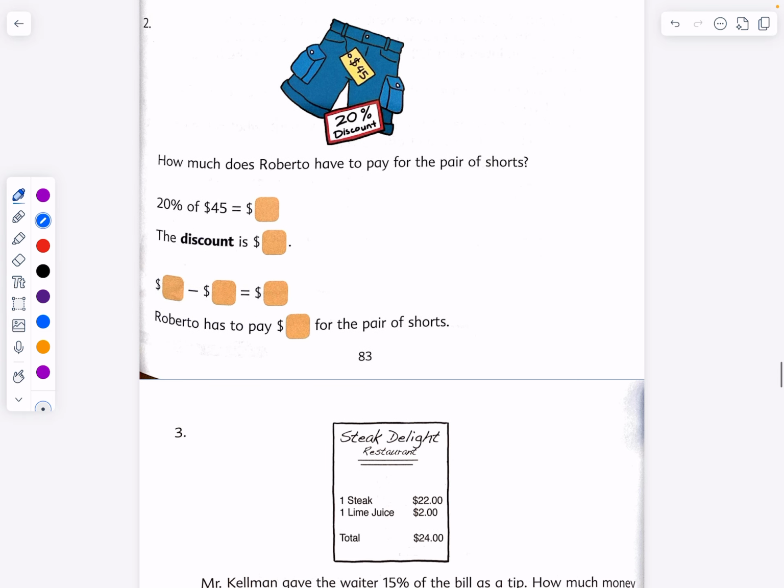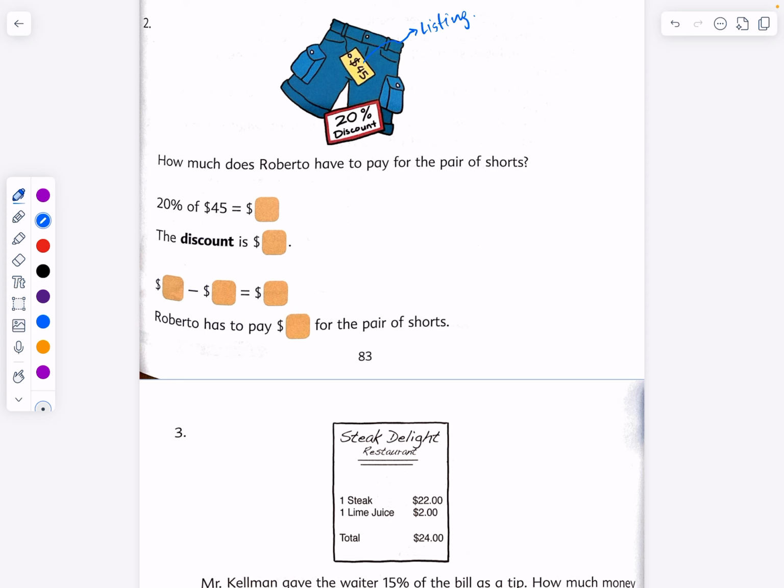Next problem is about discount. Take a look. The listing price of a pair of shorts, listing price or tag price, right? Something that you see when you just visit the store and look at the tag. And now there is a 20% discount applied to this pair of shorts. Maybe it's end of the season sale and so on. How much does Roberto have to pay for this pair?